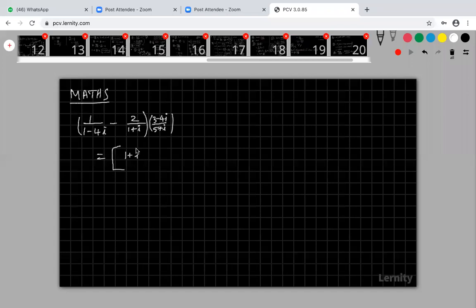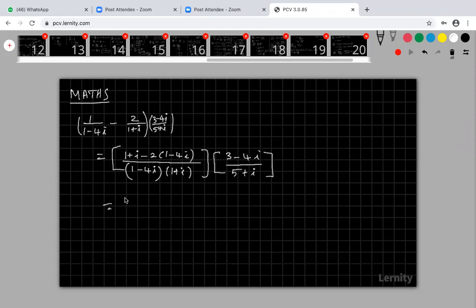1 into 1 plus i. Here, actually, this is minus 2 into 1 minus 4i, divided by 1 minus 4i into 1 plus i. Into 3 minus 4i divided by 5 plus i. So therefore, what is the answer here?